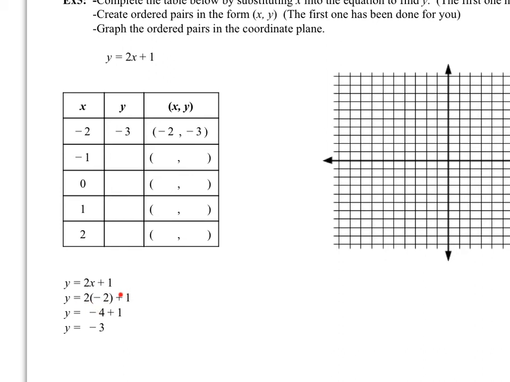Remember, I have to follow PEMDAS. -4 plus 1 is -3. So for my ordered pair, the x value was -2, and the y value that I got was -3.